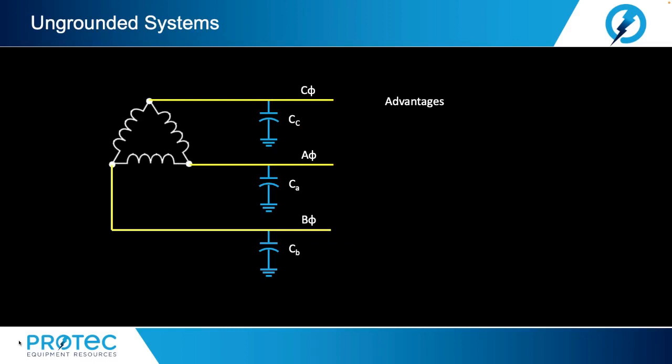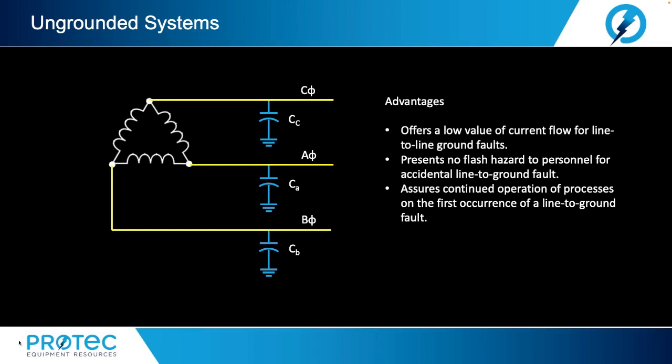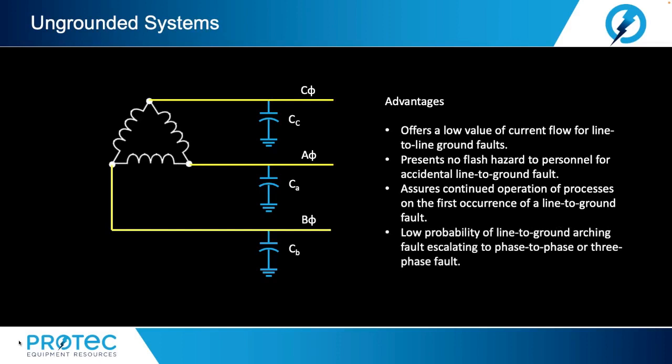So, what are the advantages of an ungrounded system? Well, they offer a low value of current flow for line-to-line ground faults. They present no flash hazard to personnel for accidental line-to-ground faults. They assure continued operation of processes on the first occurrence of a line-to-ground fault. And they present a low probability of line-to-ground arcing fault escalating to phase-to-phase or three-phase faults.